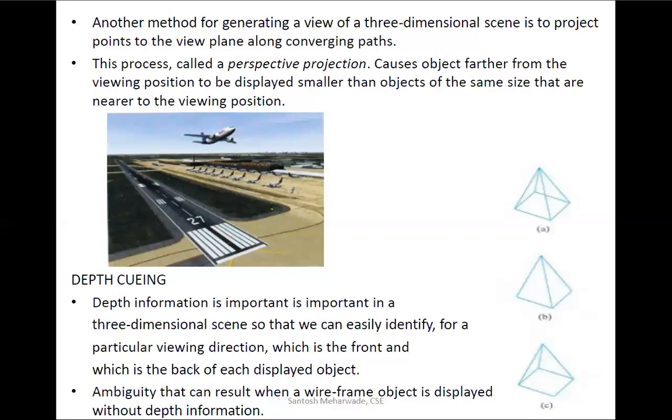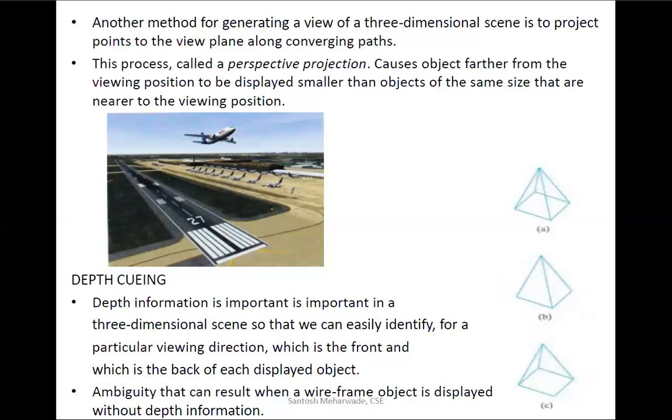So what is the difference between orthogonal projection and perspective projection? Orthogonal projections are those in which all the projection lines are parallel to each other. In perspective projections, the projections are not parallel to each other.